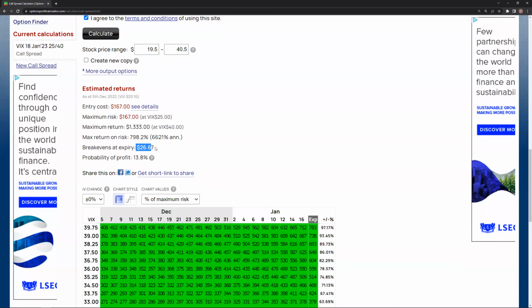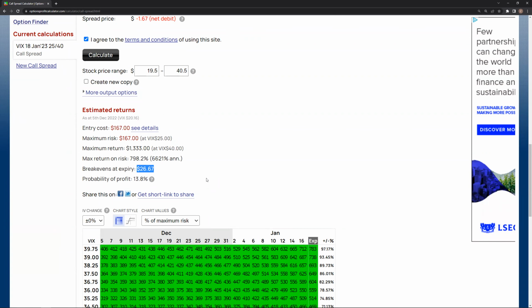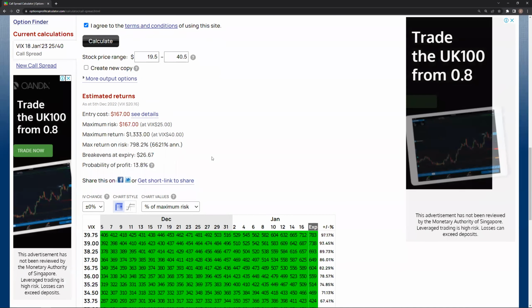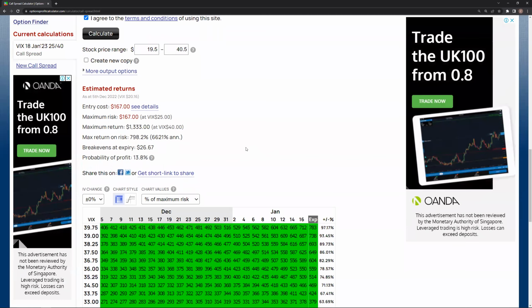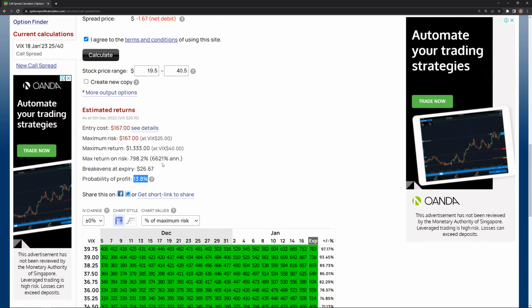So this is your break-even price. Break-even price is where the VIX needs to go in order for you not to lose money. So if VIX is at 26.67, then you are not going to lose money if VIX expires at 26.67. This is the probability of profit, meaning the probability of you getting $1,033 is 13.8%, which is also to say that the probability of VIX going to 40 is 13.8%.